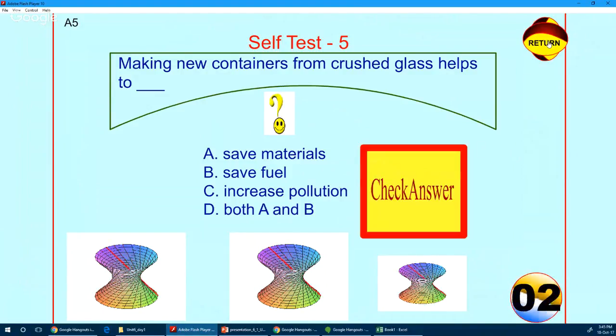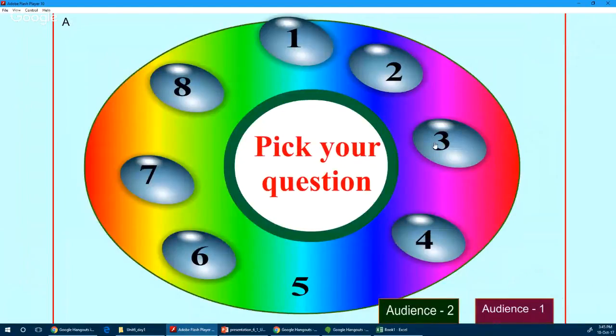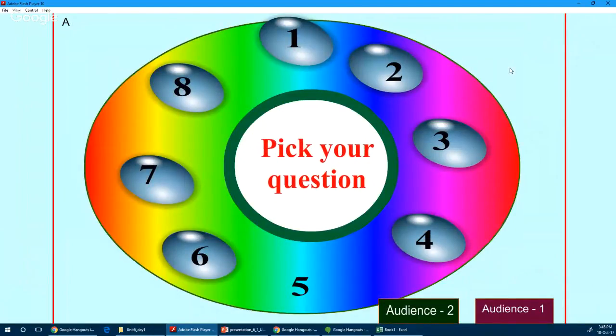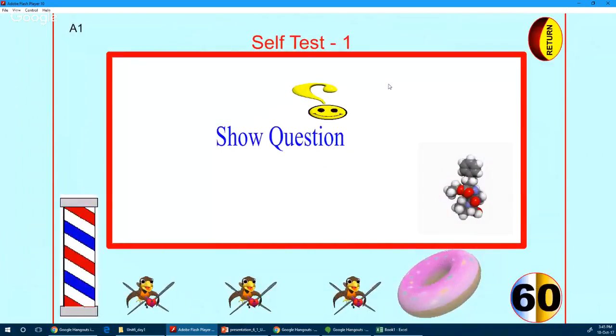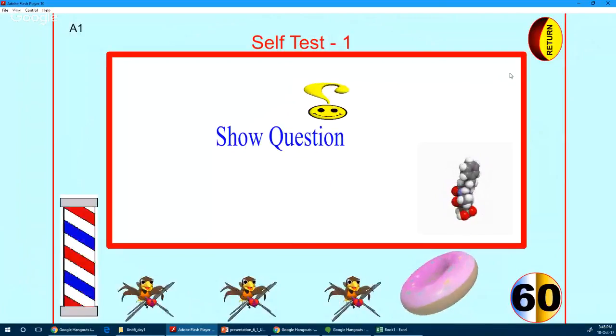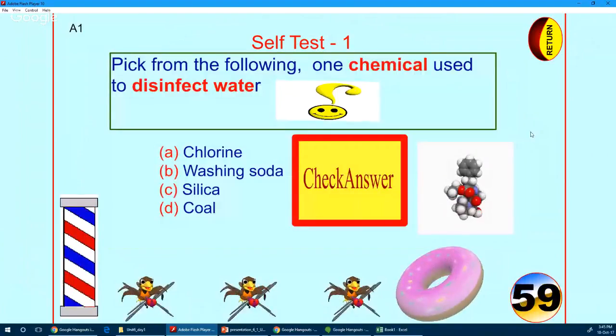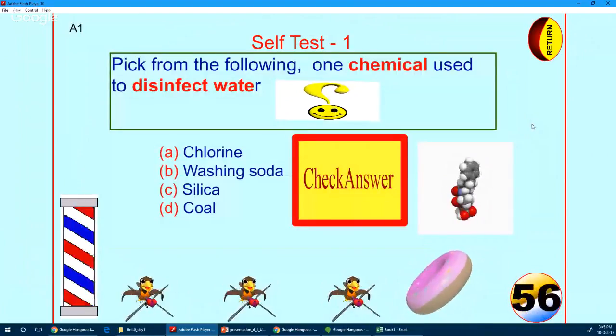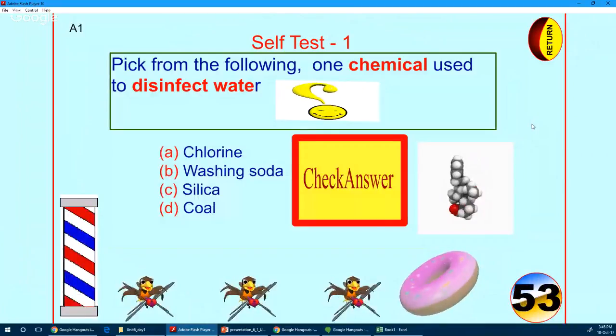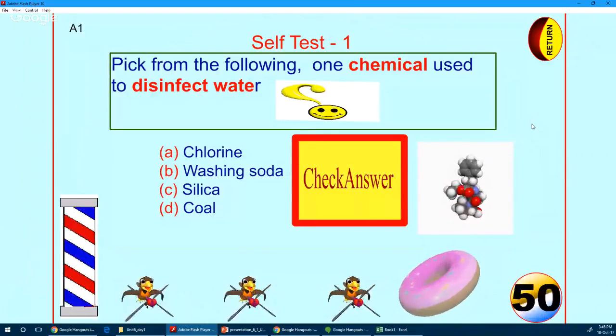Congrats, well done. Now question number 5 is gone, but all the remaining questions are there on the screen. You can pick your next question. Next question, please. You go for the very first one. Be ready. Once I show the question, the timer will start. Pick from the following one chemical used to disinfect water: chlorine, washing soda, silica, coal.